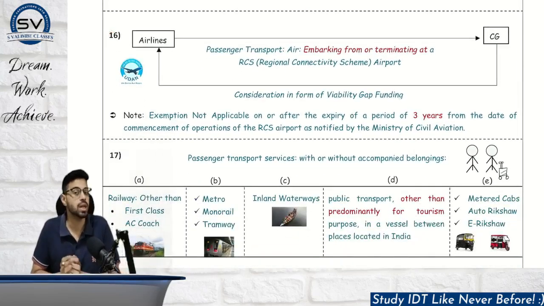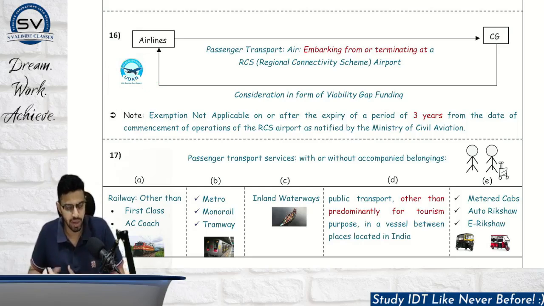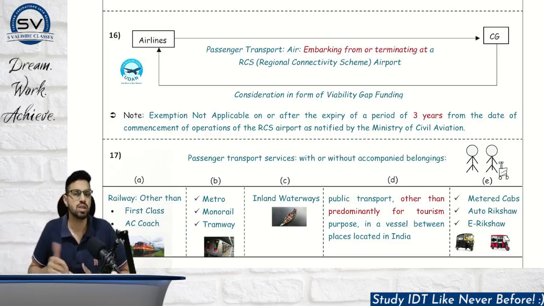Entry number 16, regional connectivity scheme. For promotion of airports, there are certain airports which have been notified for the purpose of RCS, the Regional Connectivity Scheme. Under this scheme, let's say Vistara is operating a flight, and one of the airports is a Regional Connectivity Scheme airport. In that case, there is a cap on how much you can charge the passenger. Currently it is 2,500 per passenger per flight, I think per hour, something like that. So Vistara says that we cannot afford to charge 2,500 because our cost is much more than that.